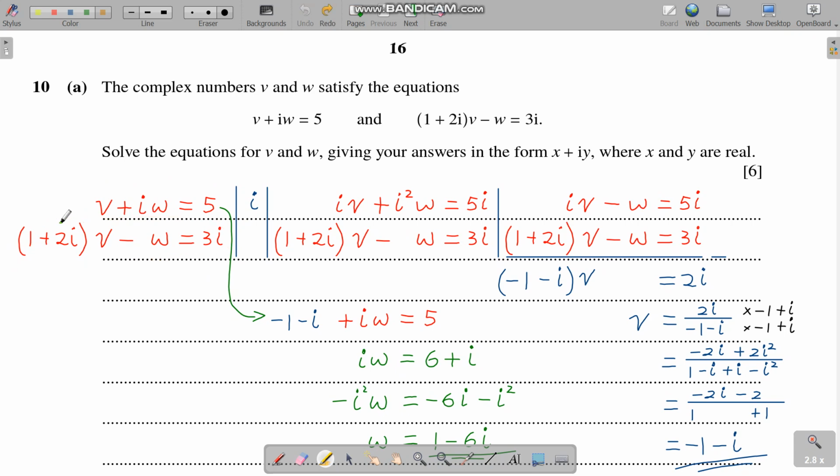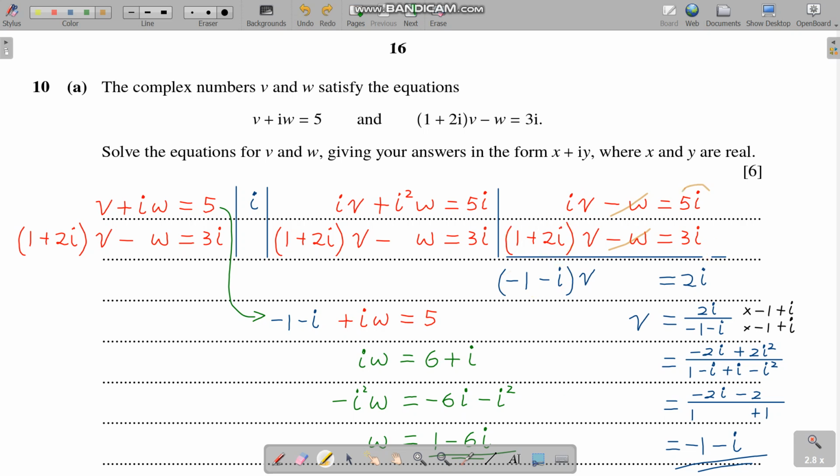So we want to eliminate w here. So we multiply both sides of this equation by i. So we multiply throughout by i. We get iv + i²w = 5i. i squared is minus 1, so actually it's minus w. So now we can subtract, we can cancel out. On the left we have i − 1 + 2i, so that is −1 − i.